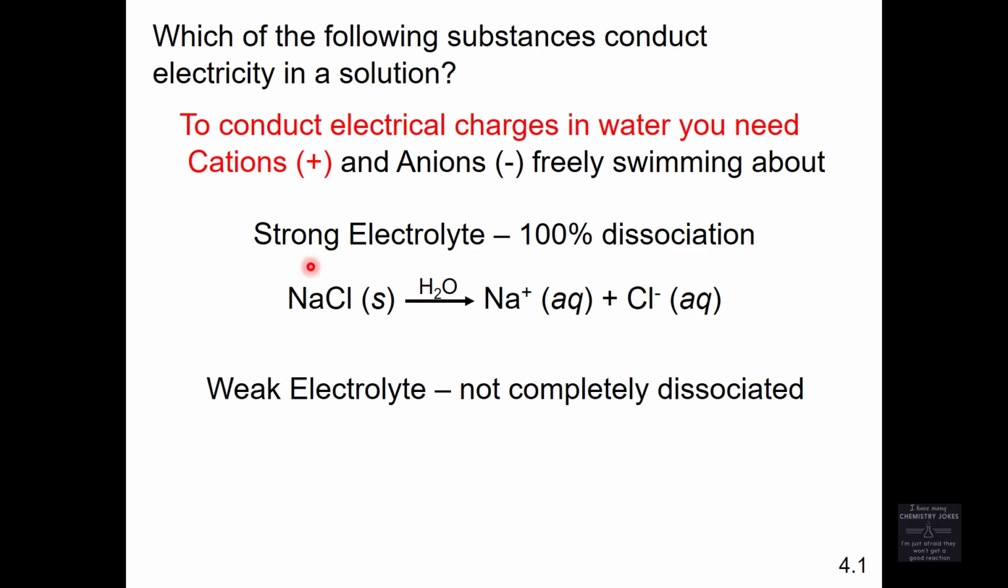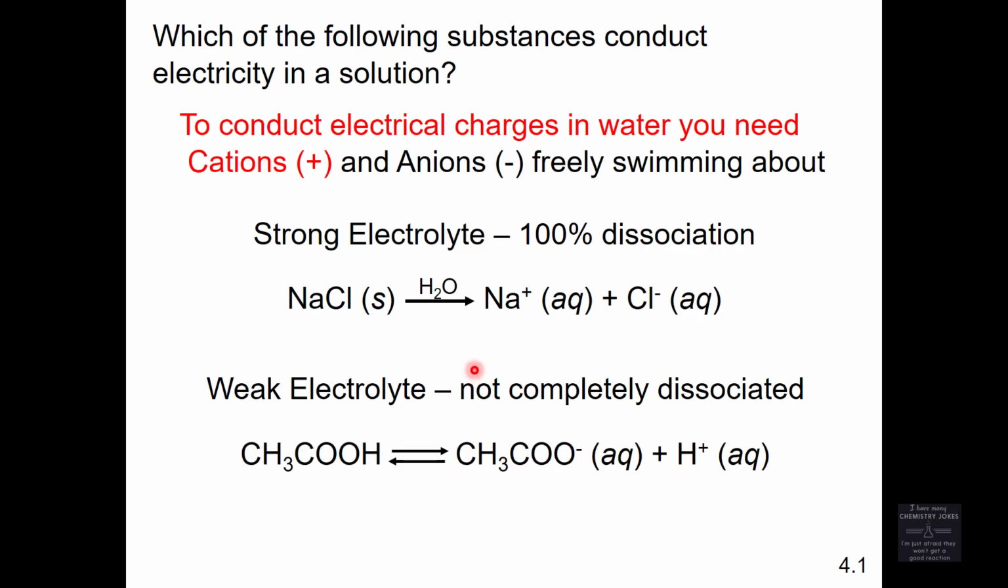A weak electrolyte is not completely dissociated. Only a small bit of ions are freely floating in solution. Something like acetic acid, that's what this is, acetic acid. It gives you some ions in solution, but it does not give you complete dissociation. That arrow right there tells you it is a forward and reverse reaction happening, not completely dissociated, a weak electrolyte.